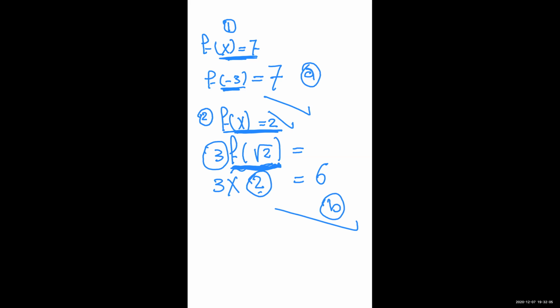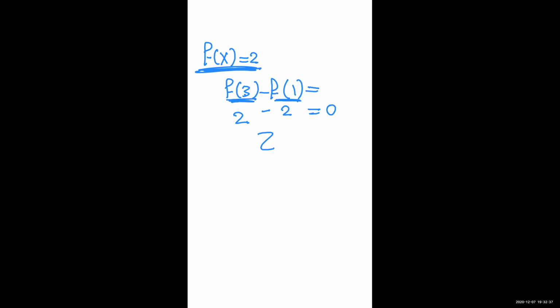Okay. Then question number 3. If f of x equals 2, then f of 3 minus f of 1 equals. Okay, f of 3 equals 2, because it's a constant function. F of 1 also equals 2, so this means it will equal 0. So the right answer is 0, which is letter C. Okay?